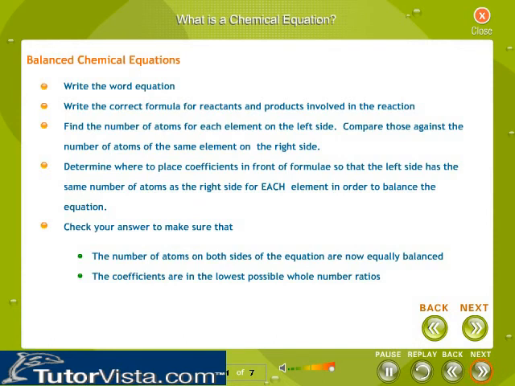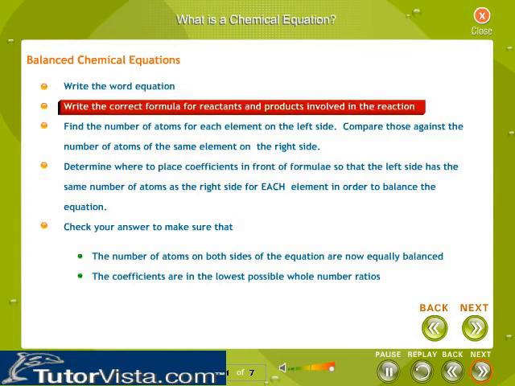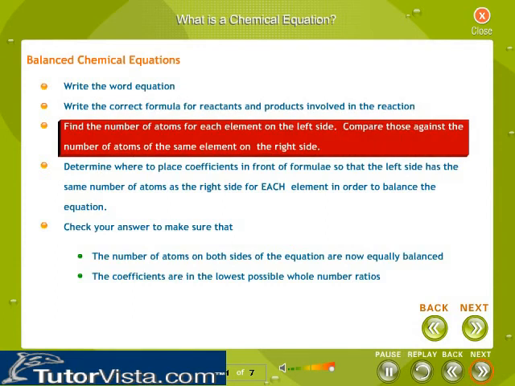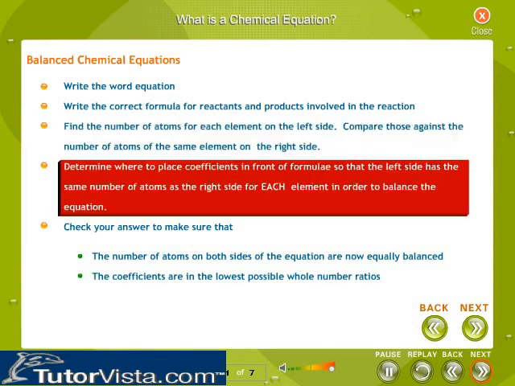Balancing chemical equations. The steps involved in balancing a chemical equation are stated here. Begin by writing the word equation. Write the correct formula for reactants and products involved in the reaction. Find the number of atoms for each element on the left side. Compare those against the number of atoms of the same element on the right side.